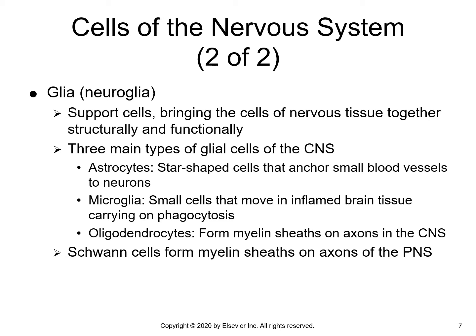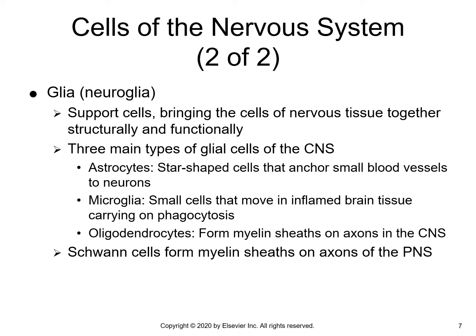So astrocytes are star-shaped cells that anchor small blood vessels to neurons. So these are tissues helping connect things together. Microglia are small cells that move in inflamed brain tissue, carrying on phagocytosis. I would like each of you to look up the definition of phagocytosis and drop that into our discussion with a definition, so I know that you've looked it up. You're going to be hearing phagocytosis quite a bit.